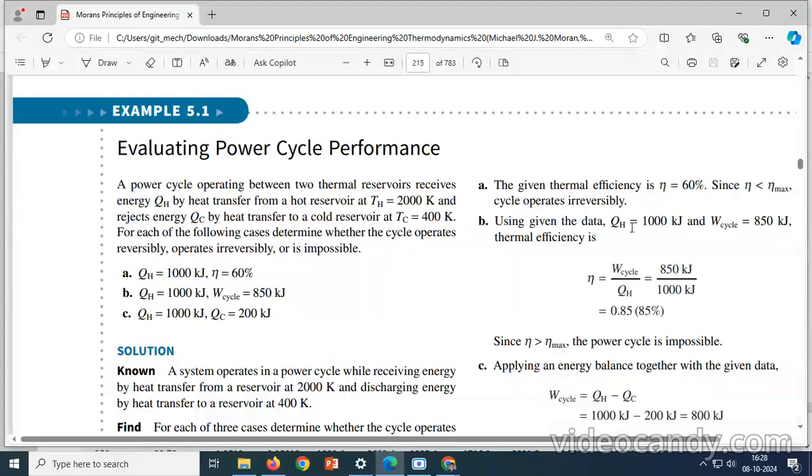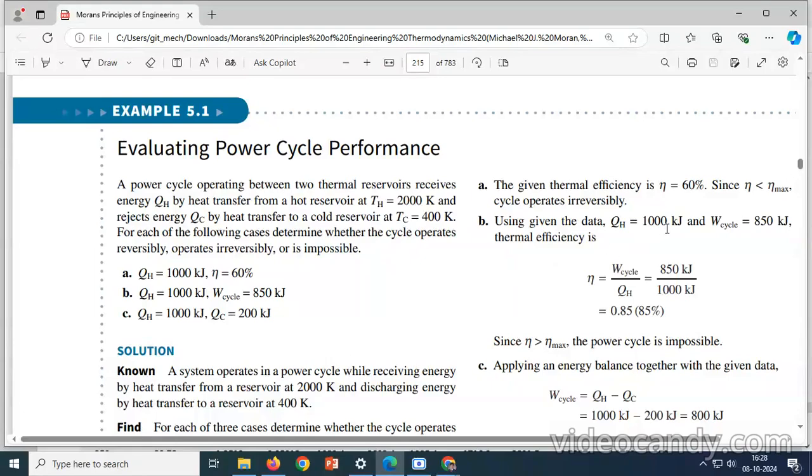Cycle. When is it reversible? Any idea? Yes. Okay, we'll see the cases.